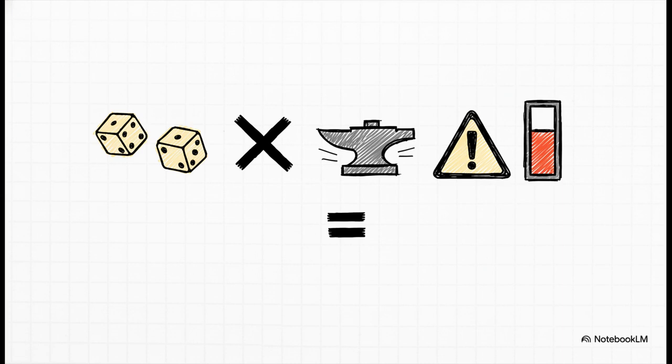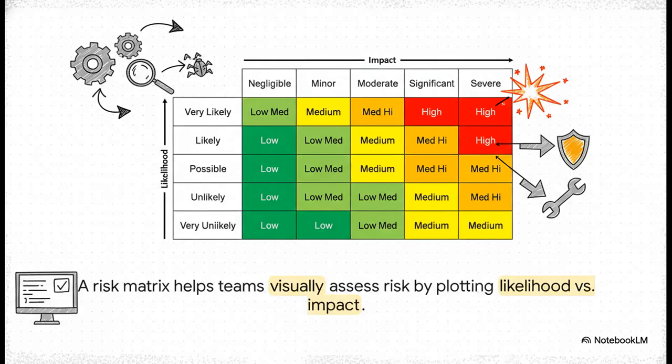Risk level equals likelihood times impact. What this means is, risk isn't just about how bad it would be if it happened, it's also about the odds of it happening in the first place. You know, a small problem that happens all the time can sometimes be a much bigger risk than some huge catastrophe that's almost impossible.